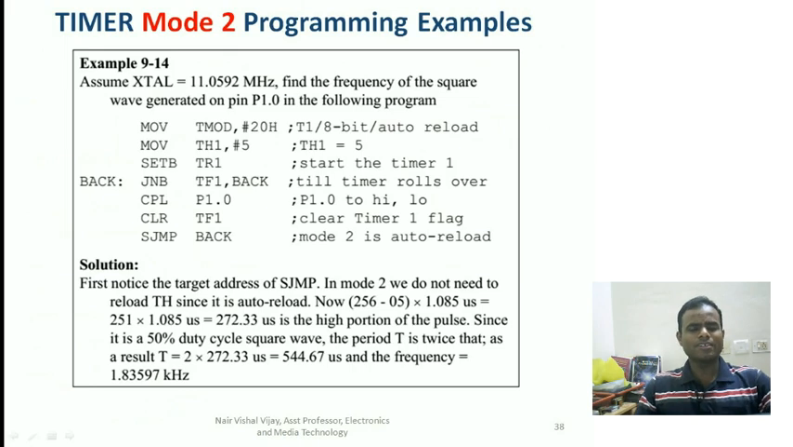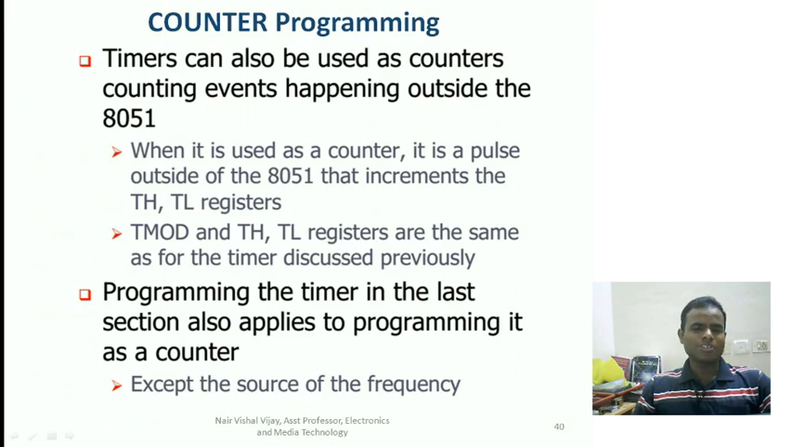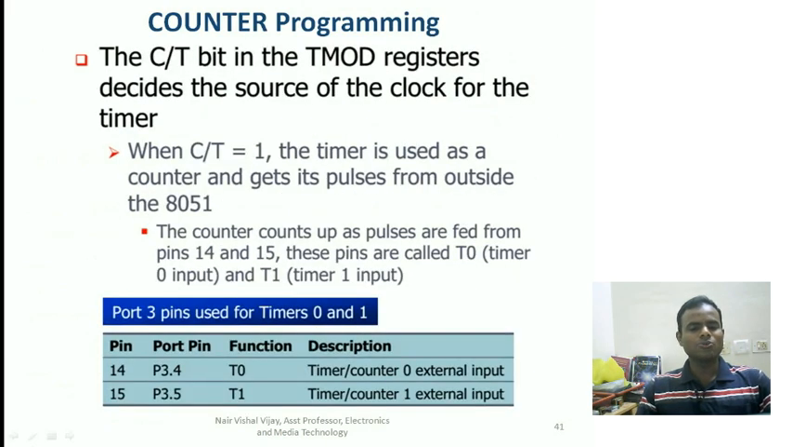So that is about timer. What is counter programming? So let's see what is counter programming. Counter is just timer operation but counting external clock pulses. Whenever the counter/timer bit is set as 1, you put your timer to count your external clock pulses. You make a timer count your external clock pulses. So that is basically what a counter is.